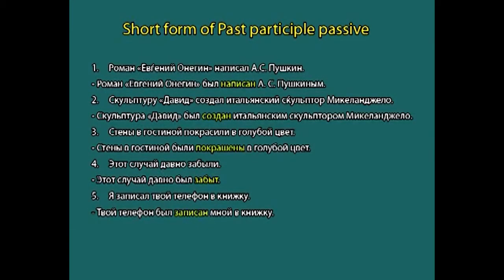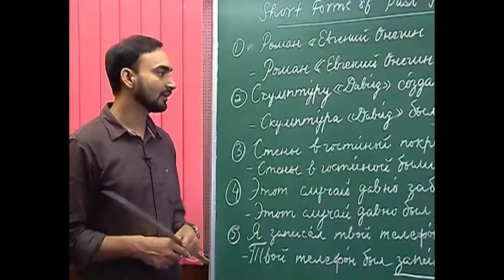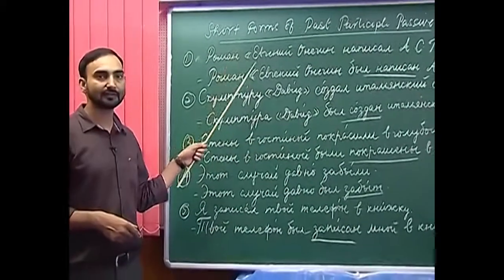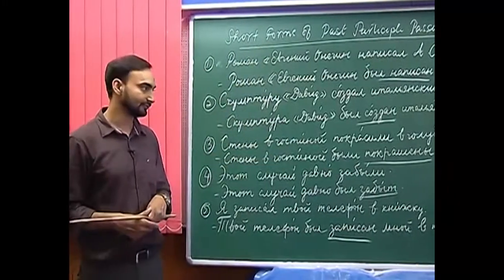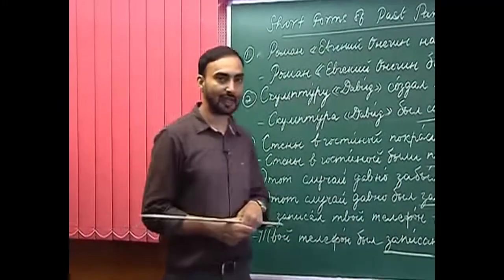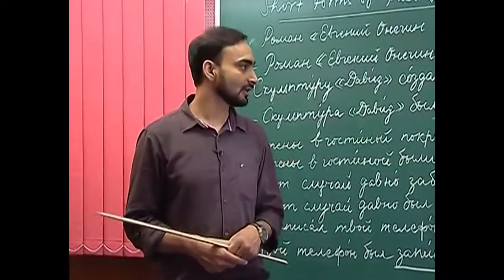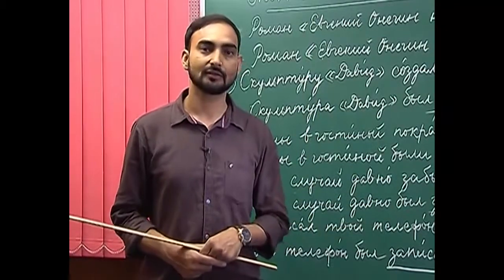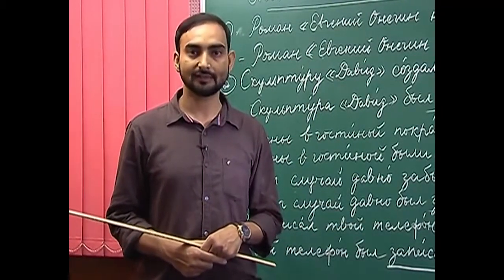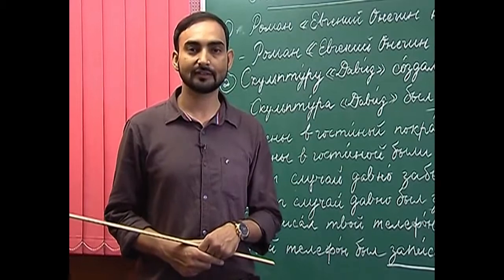So, this is about use of short forms of past participle passive while changing the direct constructions, active constructions into passive. So, this is all we have, and by the conclusion of this topic I conclude the lesson here, and this is the end of our course.